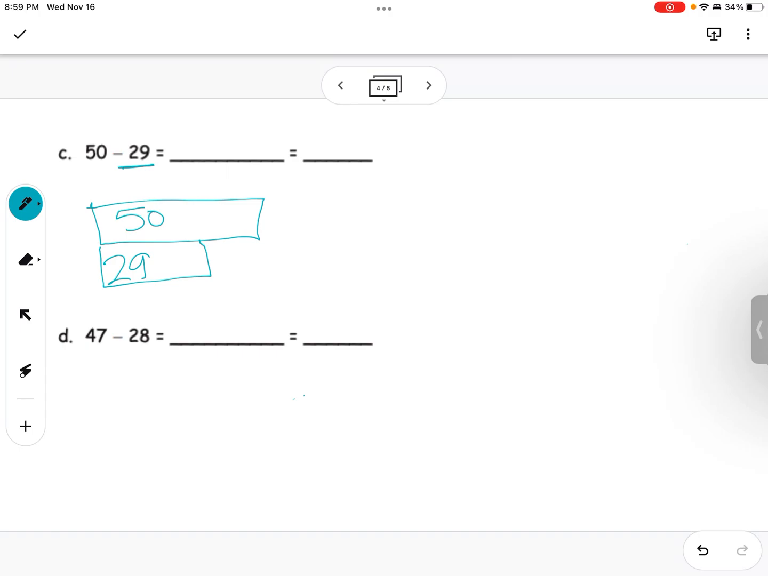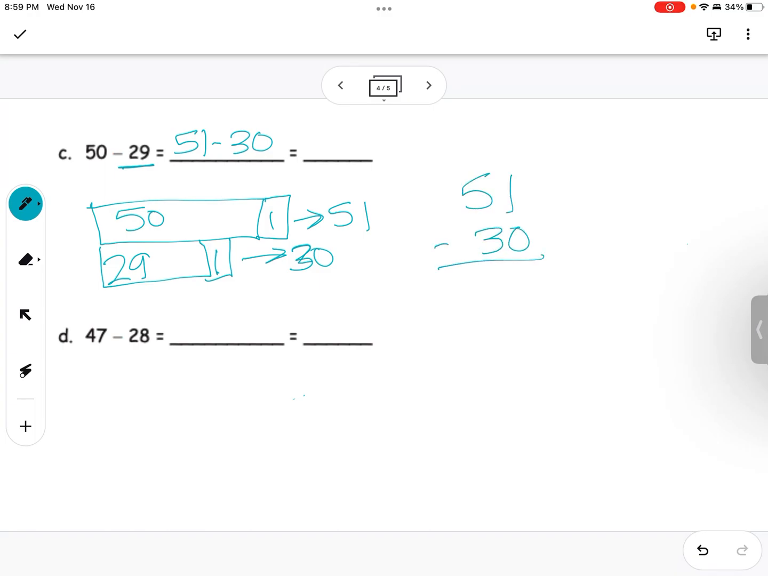Well, if I count up 29, 30, that is my next multiple of 10 or zero ending number, and I needed one more to get there. Well, that means if I add 1 here, I am required to add 1 there. So this is no longer 50, but 51, and no longer 29, but 30. So my equation has morphed from 50 minus 29 into 51 minus 30. And if we align that to solve, 1 minus 0 equals 1. 5 minus 3 equals 2.